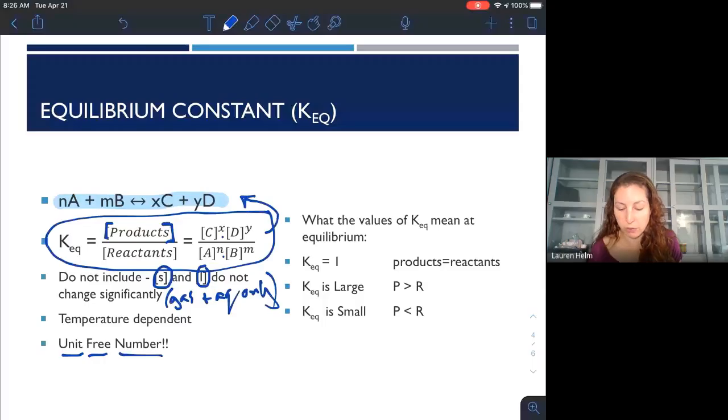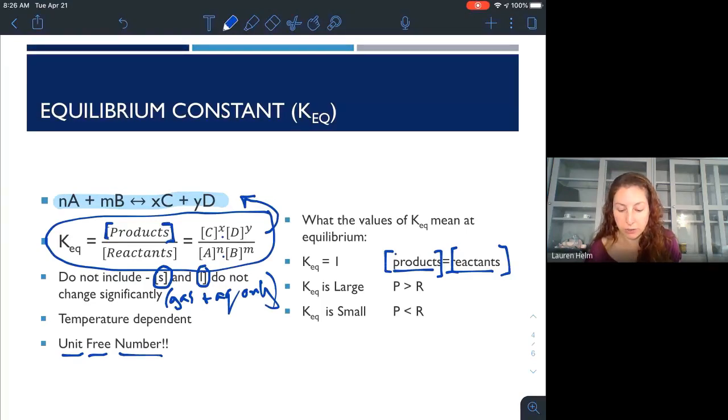Well, if you get an equilibrium constant of 1, that tells us that the product concentration is equal to the reactant concentration. So they're not only in equilibrium, which means their rates are the same, but the amount we have is the same.